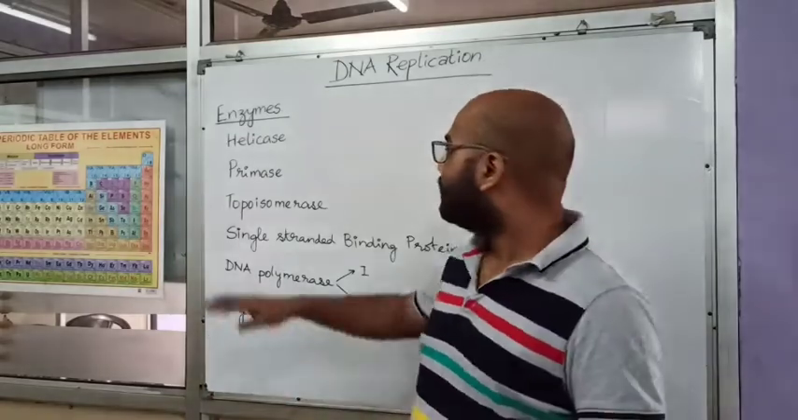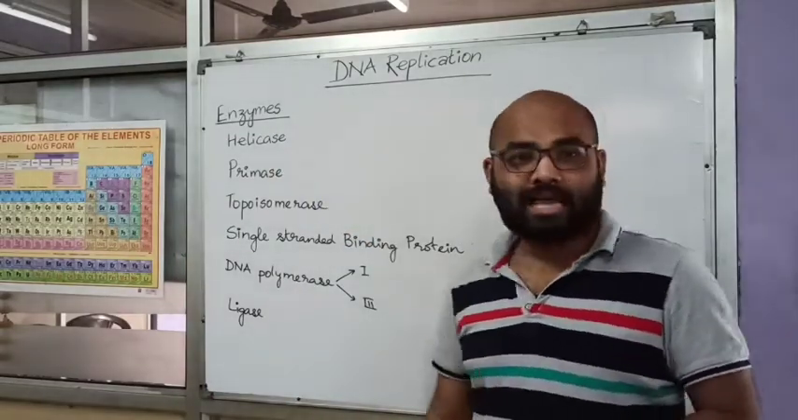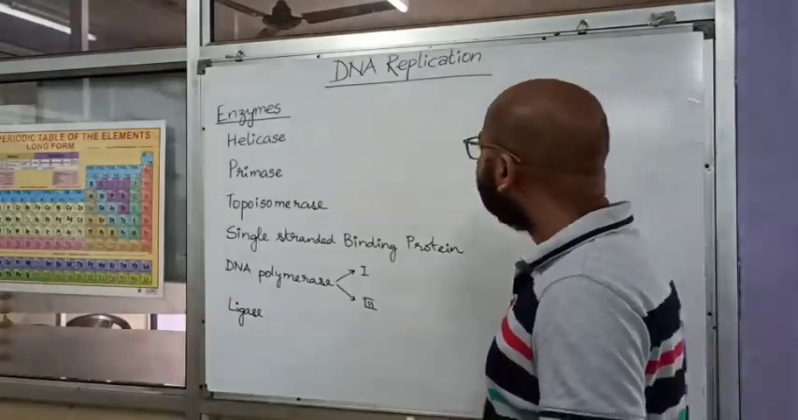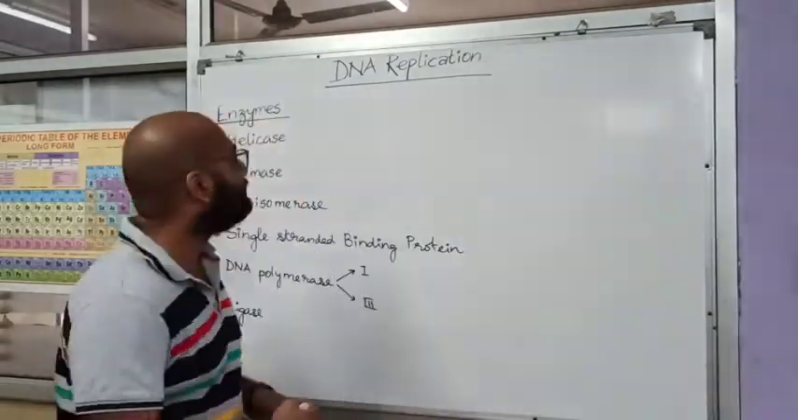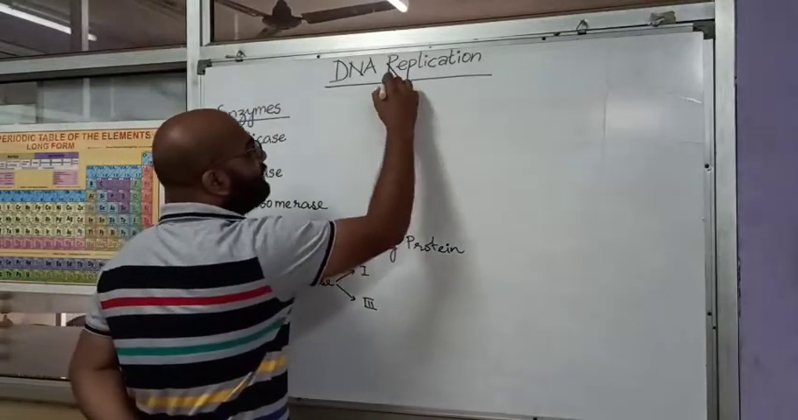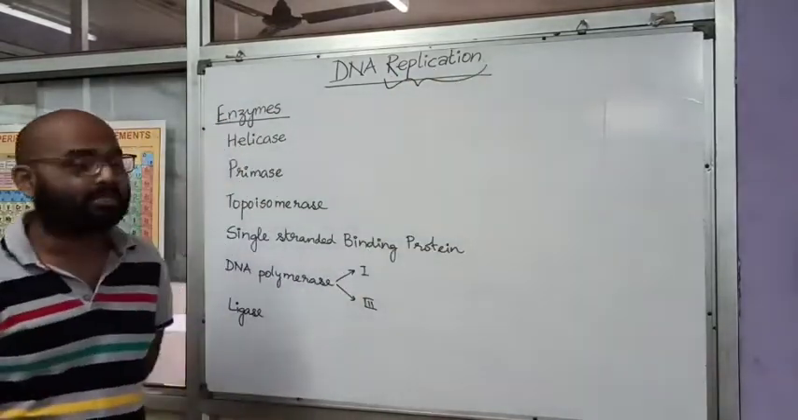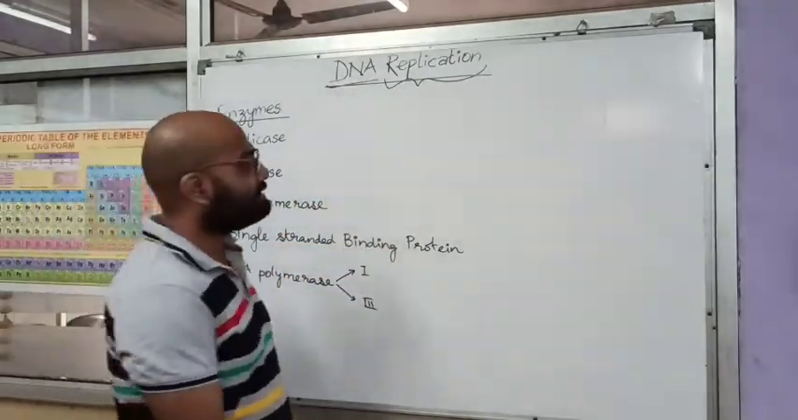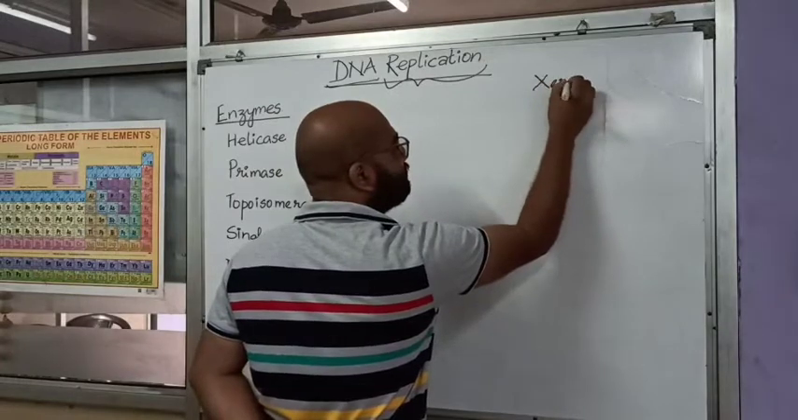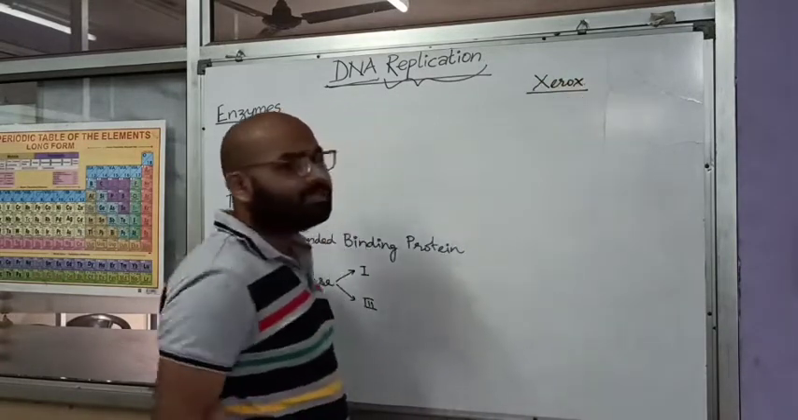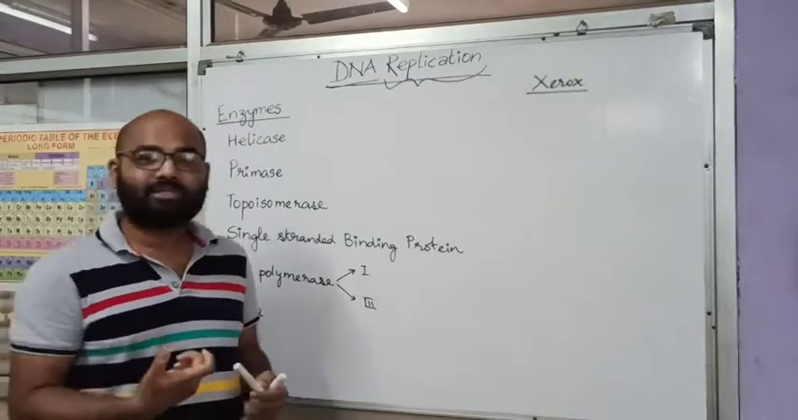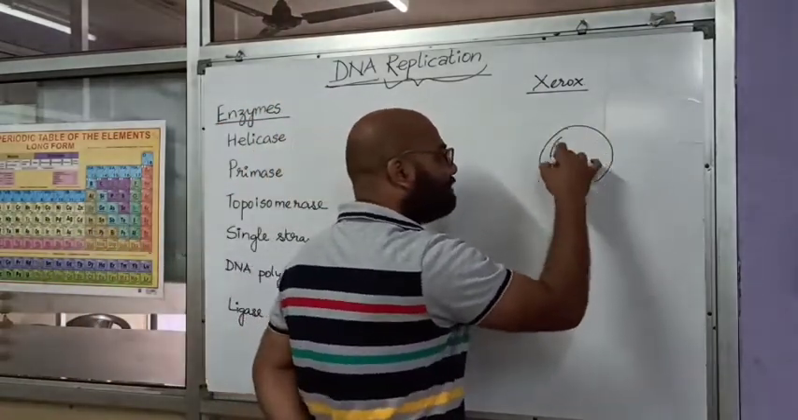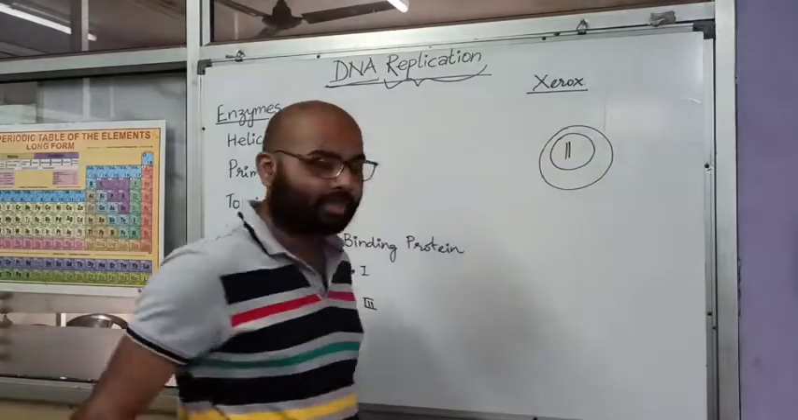So first we are going to deal with the basic enzymes that are involved in the process of DNA replication. But before going to the enzymes, you must at least know what replication means. You all know what DNA is, and replication means simply Xerox. So if you want a Xerox copy of something, you need the original piece. So the original piece for us will be the DNA molecule from the parent cell, okay?